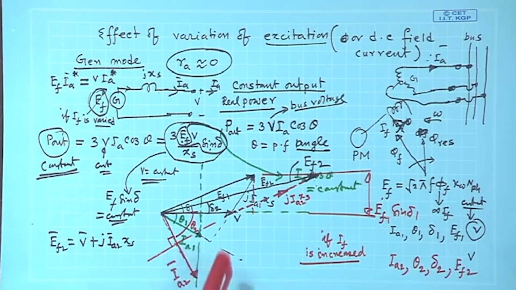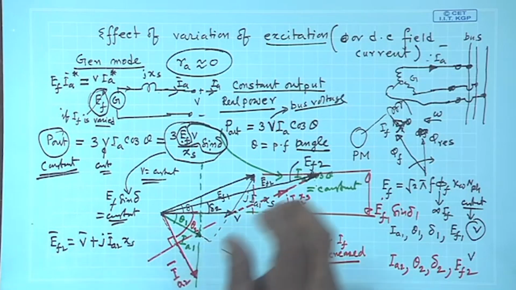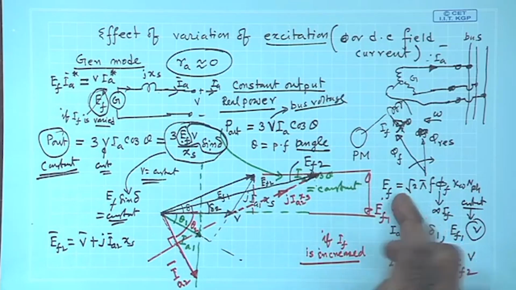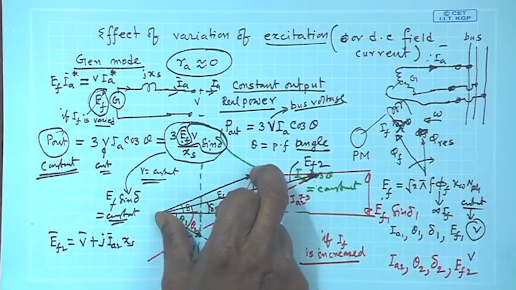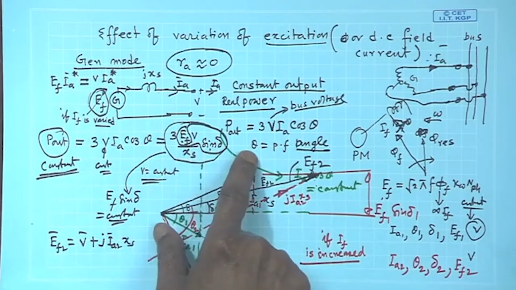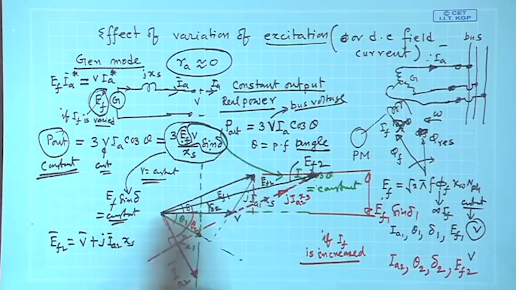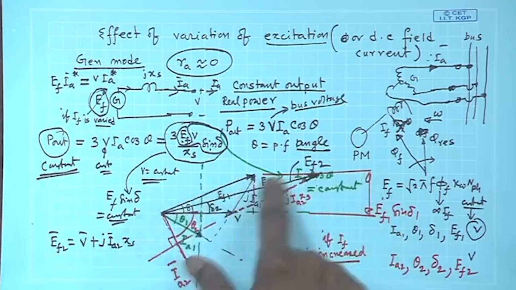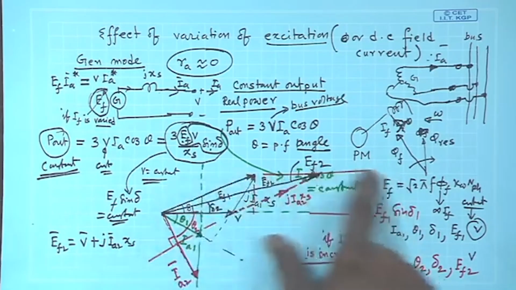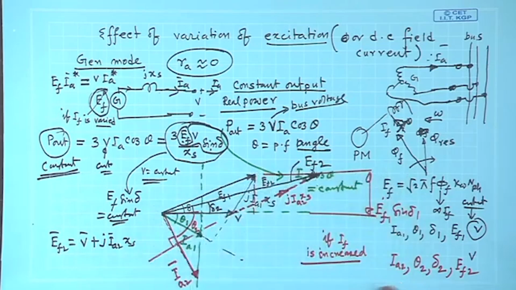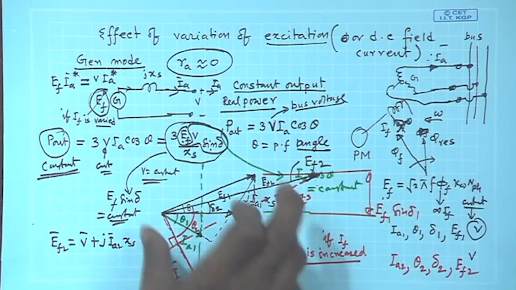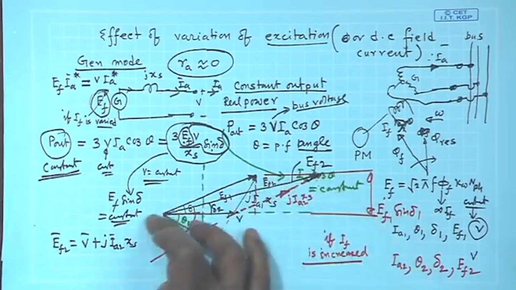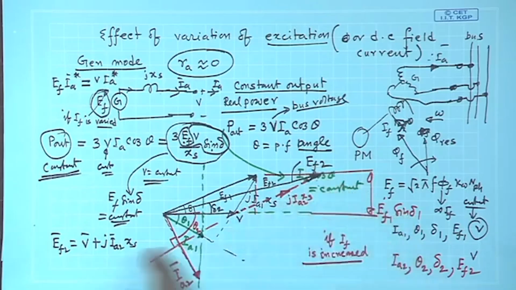So, how did I get the new operating point? You have increased the field excitation, so E f is bound to rise. If E f is bound to rise, I know E f sin delta has to remain constant, no matter what the excitation is. So, the tip of E f must lie on this horizontal red line. Depending upon by what percentage you have increased the field current, this length will increase, cut it, it will be E f 2, and if this is E f 2, V is constant.